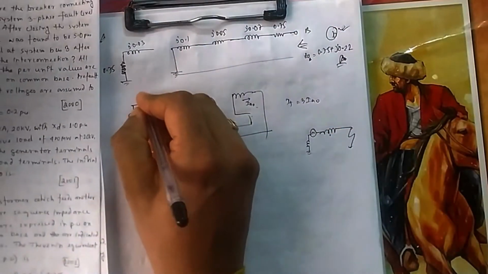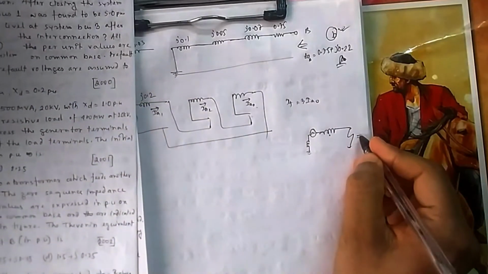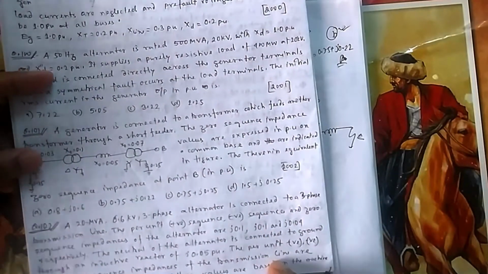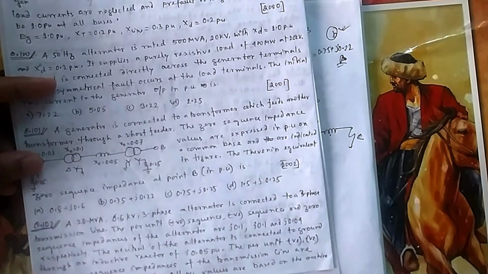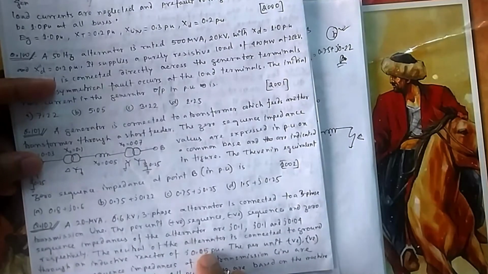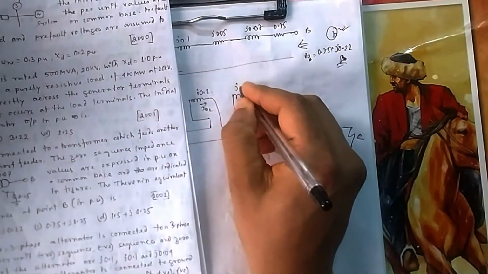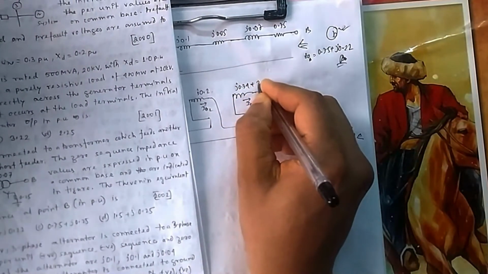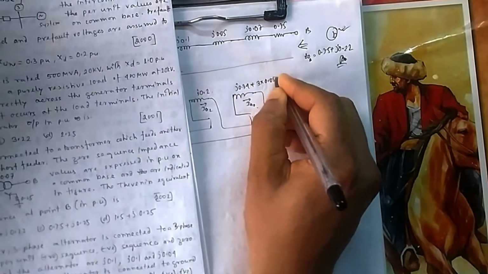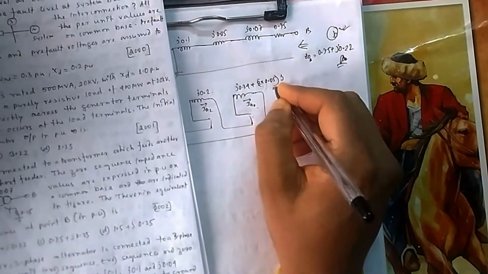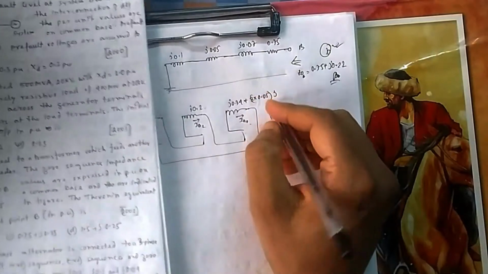So it will be 0.2 j positive sequence reactance if you look from this side. And for zero sequence, what it will come: 0.14, 0.3, and then 3 into 0.05. So these two will give you 0.34 plus 3 into 0.05, j, or then it will give you 0.89 j.